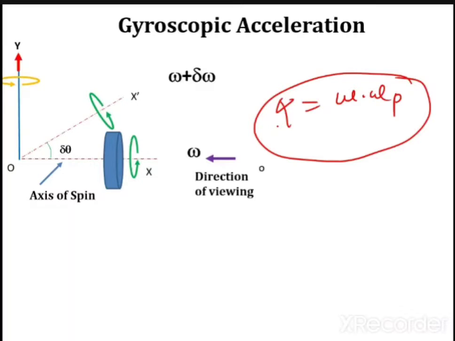Yes, be fast and tell me. See, have you understood or not that alpha is equal to omega into omega p is a gyroscopic acceleration? How is it produced? Tell me, anybody. Due to turning of axis. Due to the turning of axis.